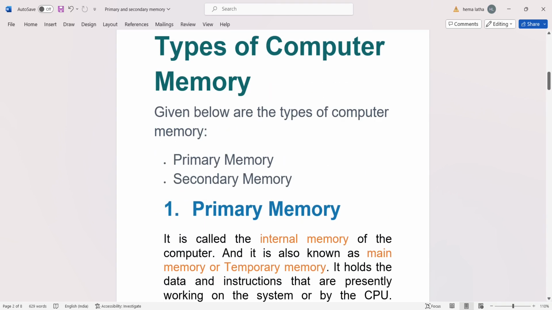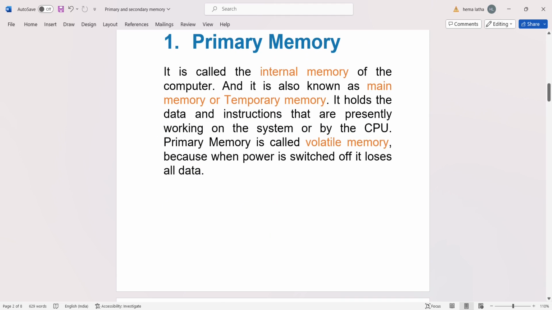Next, what are the types of computer memory? Actually, we have two types. One is primary memory and then secondary memory. Let us discuss in detail about these two memories. First one is primary memory.